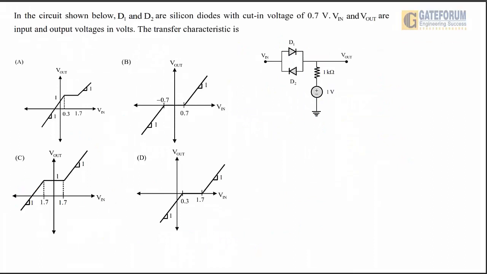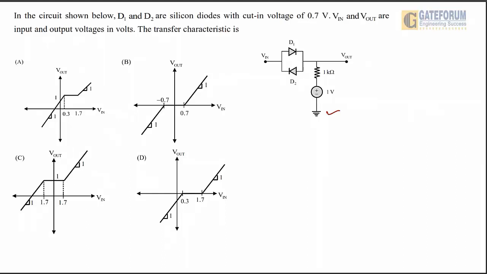So the question here is, in the circuit shown below, D1 and D2 are silicon diodes with cut-in voltage of 0.7 volt. V in and V out are input and output voltages in volts. The transfer characteristic is, so this is the circuit given here, and their corresponding transfer characteristic is given in all these four options. So we need to find out which one is the correct transfer characteristic for this given circuit. This is the question they asked in GATE 2023 for EC branch based on the topic of diode circuits, as an MCQ.